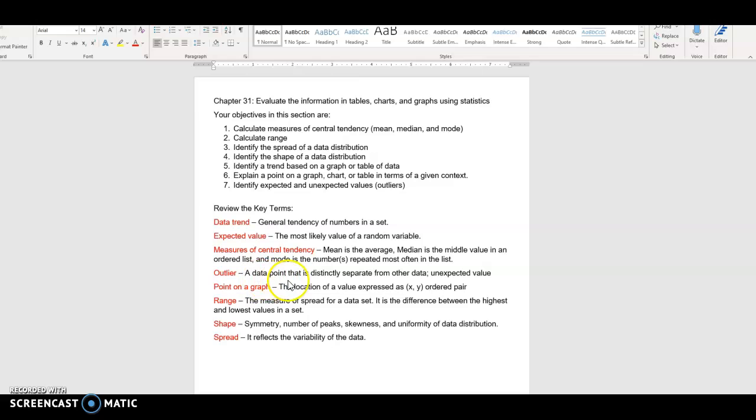An outlier is a data point that is distinctly separate from other data, or an unexpected value. The point on a graph is the location of a value expressed as XY ordered pairs. Your range is the measure of spread of a data set. It is the difference between the highest and lowest values in a set. And your shape is based on symmetry, the number of peaks, skewness, and uniformity of data distribution. We'll talk about each one of these in a few moments. And your spread reflects the variability of the data.